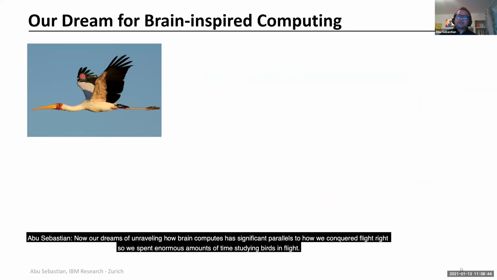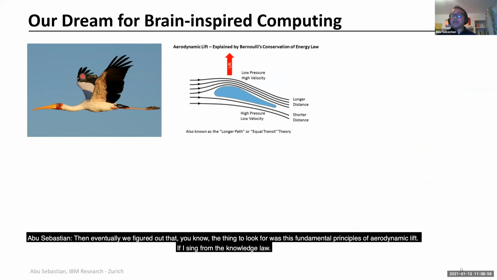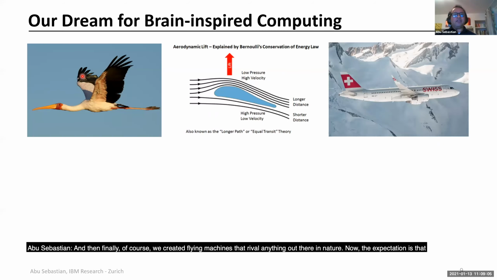Now, our dream of unraveling how the brain computes has significant parallels to how we conquered flight, right? We spent enormous amounts of time studying birds in flight. Then eventually we figured out that the thing to look for was the fundamental principles of aerodynamic lift arising from Bernoulli's law. And then finally, of course, we created flying machines that rival anything out there in nature.